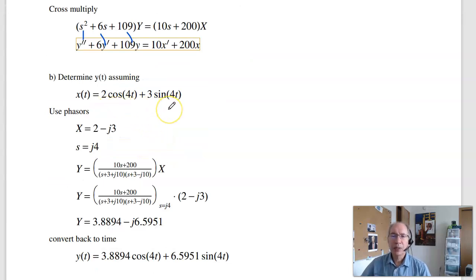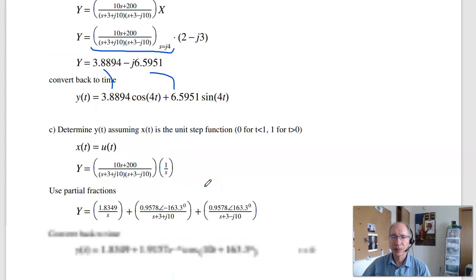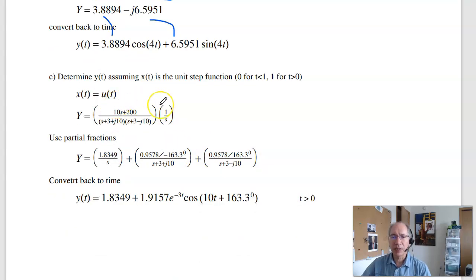If my input is a sine wave, again that's phasors, this is the gain everywhere. Analyze it at the frequency of the input, analyze it at s equals j4 times the input, times 2 minus j3, multiply it all out, I get a complex number. The real part is cosine, minus j is sine. So for phasors, real poles, complex poles, doesn't really make a difference. For part C, if I have a step input, that's where I do use Laplace transforms.